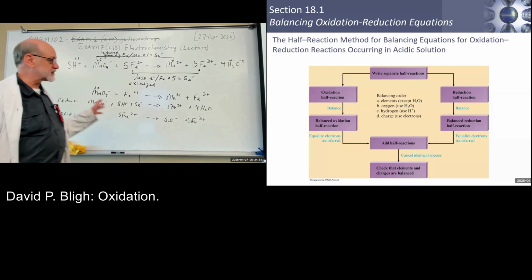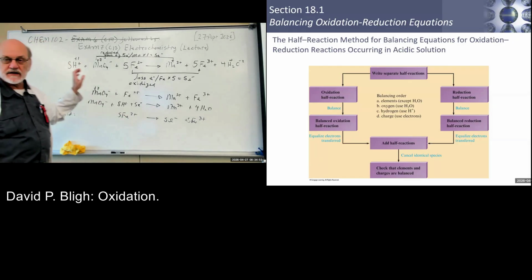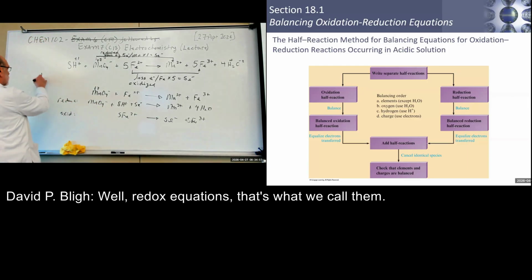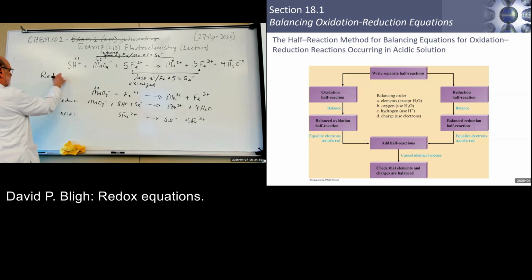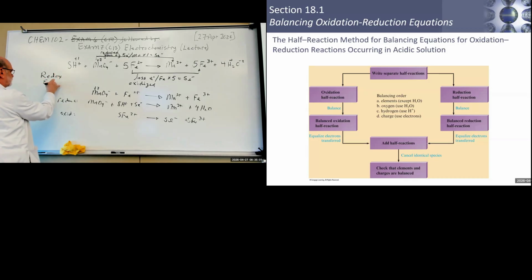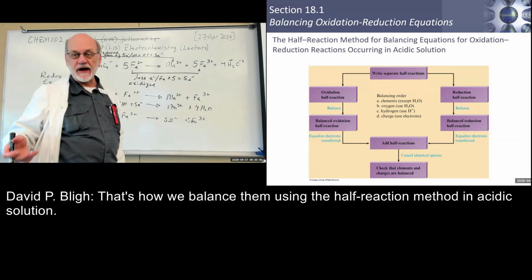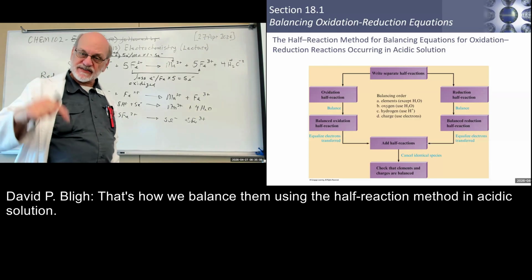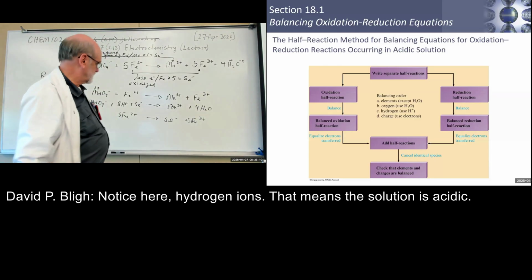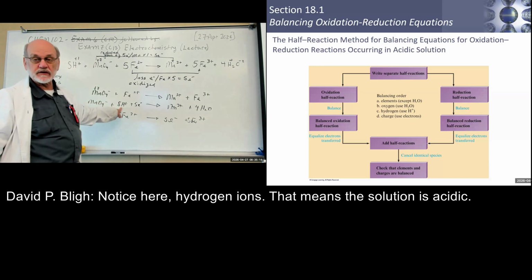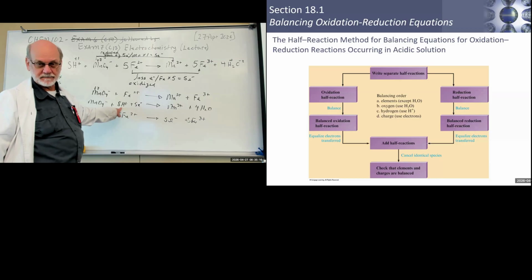This is how we balance oxidation-reduction equations. That's what we call them, redox equations. That's how we balance them using the half reaction method in acidic solution. Notice here, hydrogen ions. That means the solution is acidic.